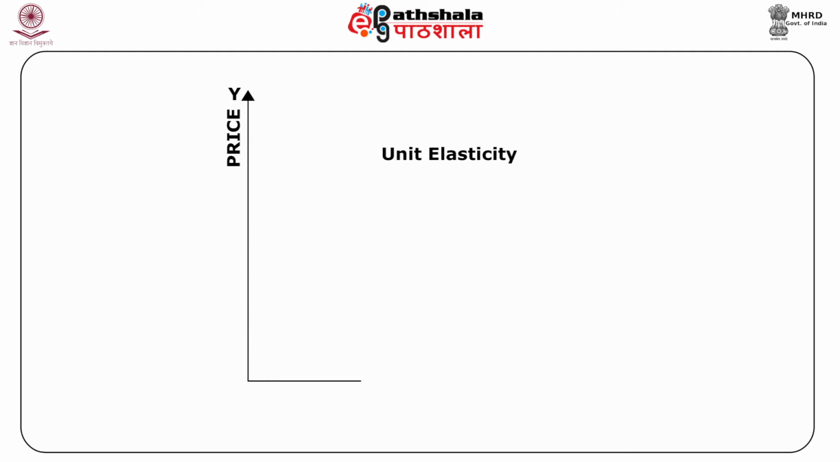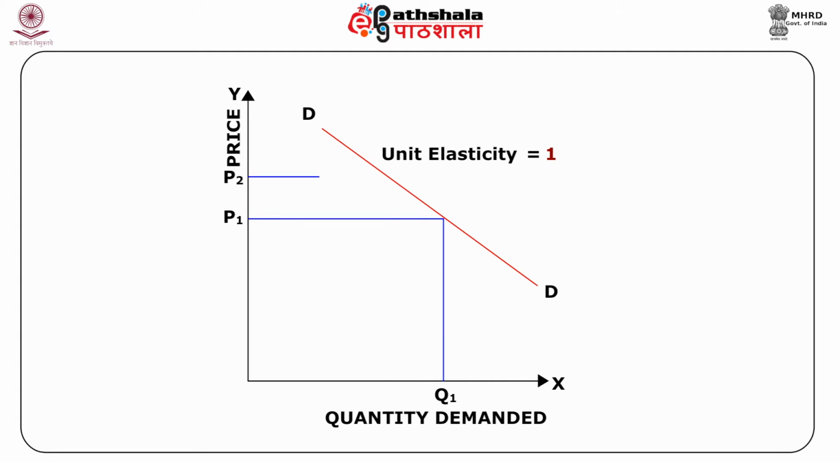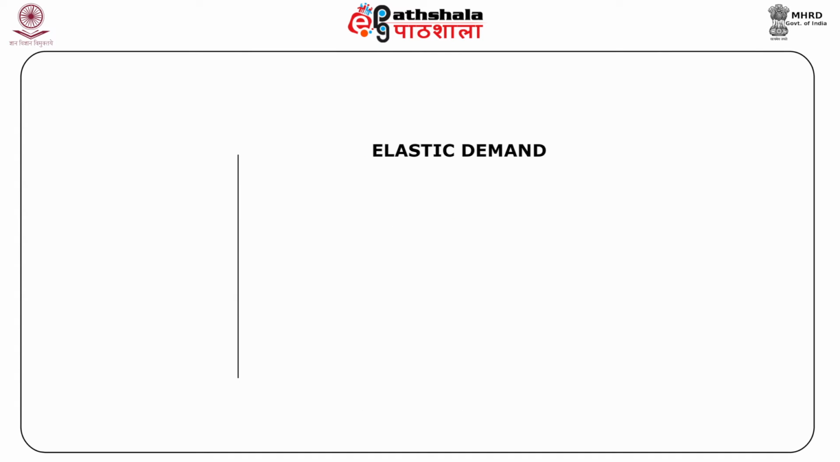Unit elasticity. When a change in price causes a change in the quantity demanded by the same proportion, it is known as unit elasticity of demand. Unit elasticity is always equal to 1. The demand curve shows a similar percentage change in price and quantity demanded. It is quite clear from the diagram that the change from P1 to P2 is equal to the change that takes place from Q1 to Q2. Ready garments are an example of unitary elastic demand.